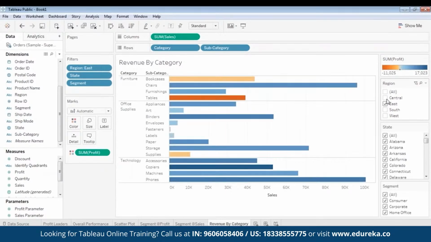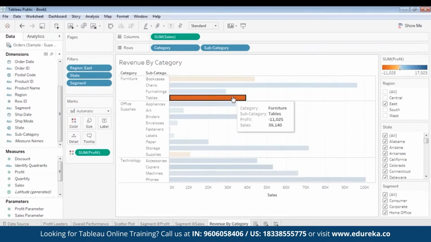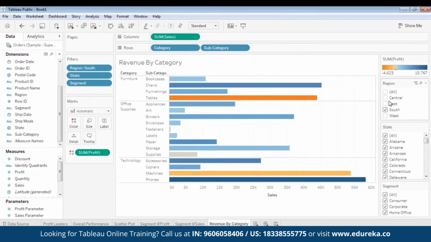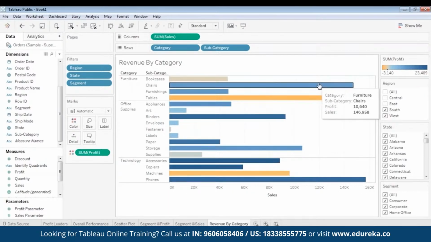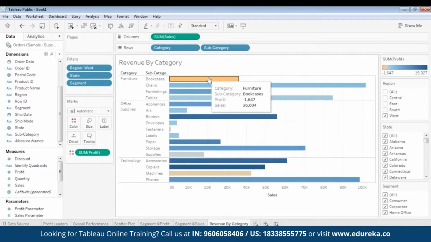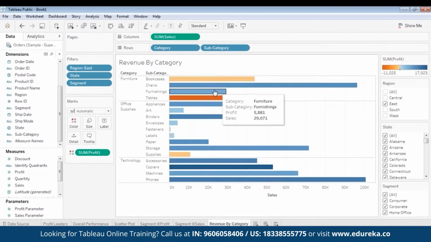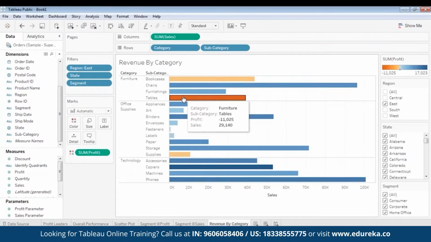If I go to east, the east is the one which is hampering my revenue the most in terms of tables, minus $11,000. If I go to south, minus $4,623. If I go to west, west is almost performing good, minus $3,140. So east is the reason, and west is performing good. East is where the regional manager has to put more attention, right?